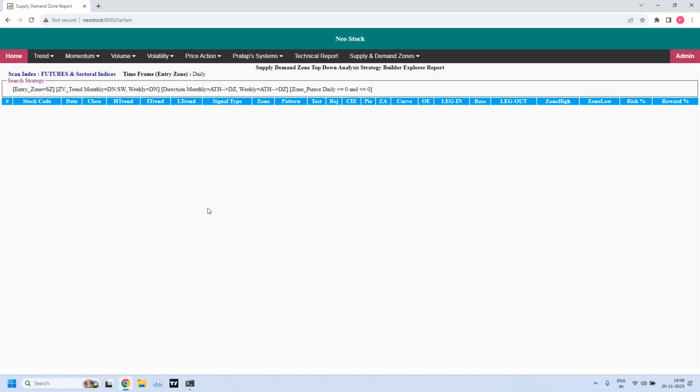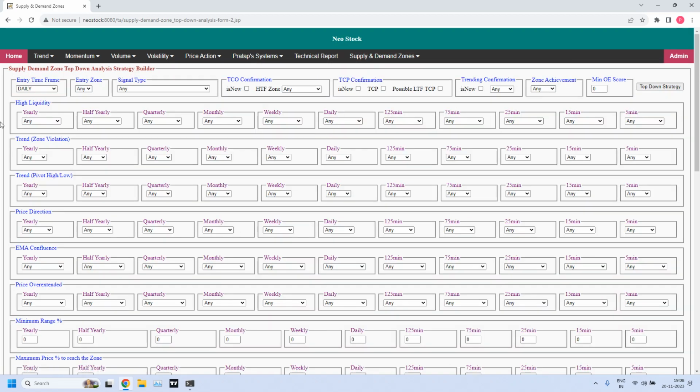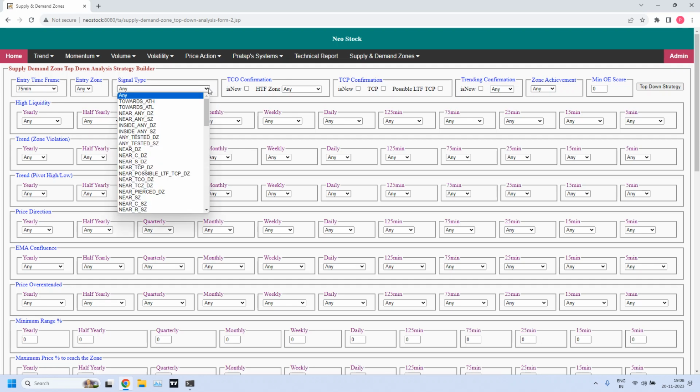Now let us generate demand and supply zones for the 75 minutes time frame. So the entry time frame is 75 minutes. Let us find the stocks which are near the 75 minutes demand zone.